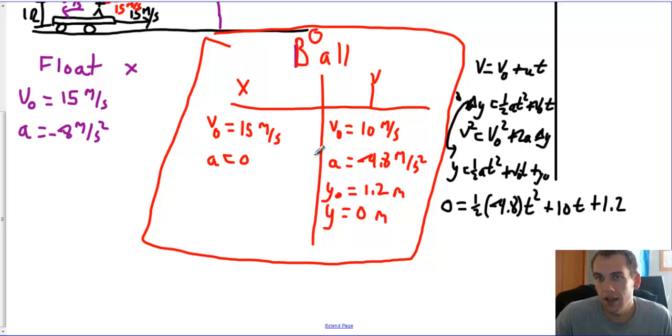I'm not dealing with x, so I haven't even looked over there. Okay? And from this, can I get time? Well, absolutely I can get time. It's a quadratic equation, but I can do it. Okay, so let me simplify it.